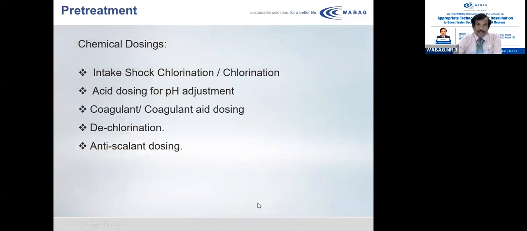Different chemical dosings are used in the pre-treatment system. An important one is either shock chlorination or continuous chlorination. You have to judiciously decide between shock chlorination and normal chlorination depending upon the nutrient level available in the seawater. You cannot follow a thumb rule for every plant. It varies from plant to plant, and depends on the nutrient level available in the seawater.